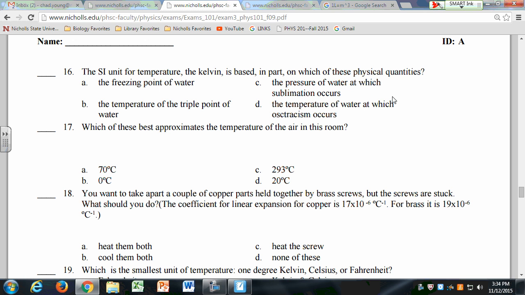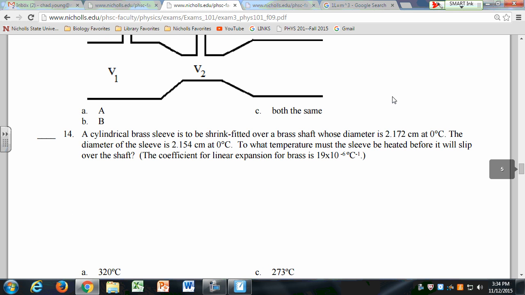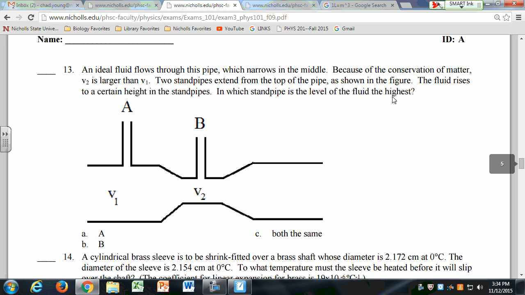Chapter 9 is all that fluid stuff: density, Pascal's, Bernoulli's. We did that last week, but I'm going to go over it a little bit. There's a lot in chapter 9, so we'll sort of hit all the high spots.